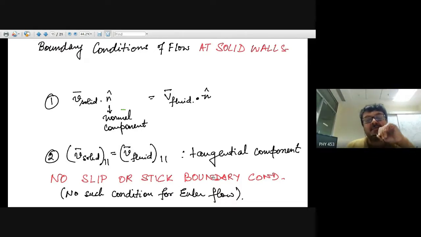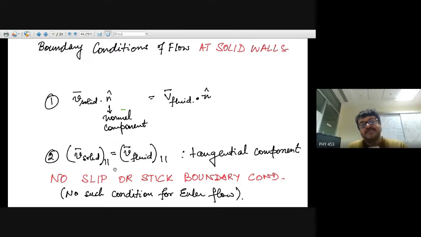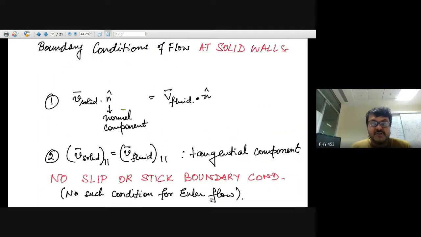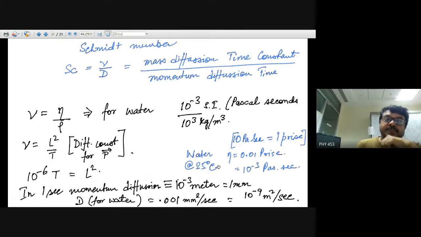Remember, this is valid only for viscous flows, and one could not write down such a condition, the second condition, the tangential component condition, for Euler flows, because there was no viscosity, there was no reason for the fluid to stick to the surface of this solid. We actually didn't use this at all. If you notice, we use this, but we didn't use it for the Euler flow.